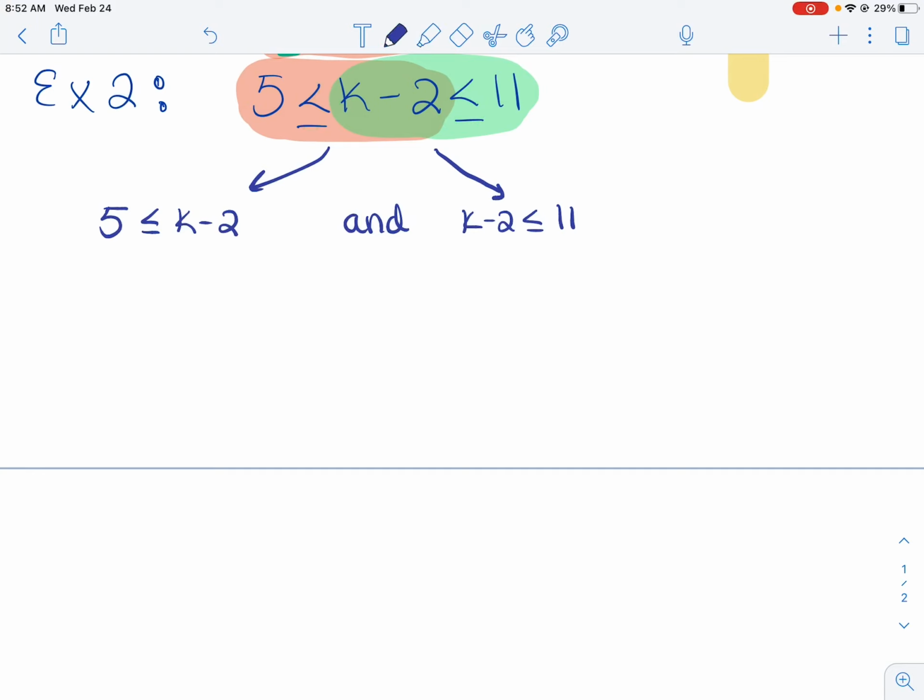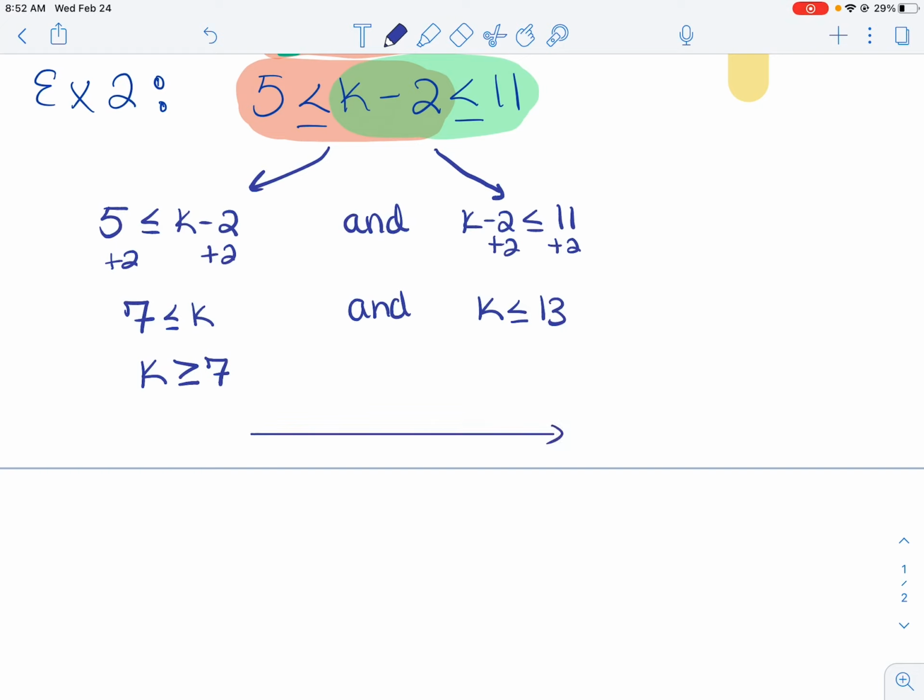So when we solve this, 5 is less than or equal to k minus 2. Well, all I have to do is add 2 to both sides. So 7 is less than or equal to k, or that also tells us k is greater than or equal to 7. And if I add 2 to both sides over here, so same process to solve, k is less than or equal to 13. All right. So here we are looking for numbers that are greater than or equal to 7 and less than or equal to 13. So again, I could represent this on a number line, 7, 13.